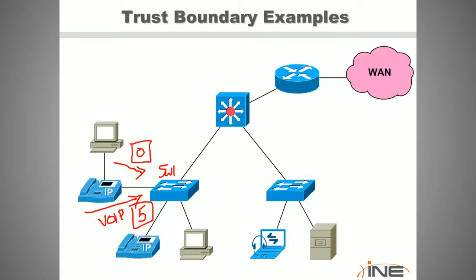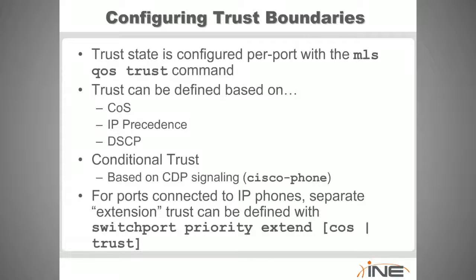Ethernet frames. So configuration-wise in IOS, the trust state is going to be at the port level with the command mls qos trust. Now we can define the trust based on the class of service, the IP precedence, or the DSCP. Which one you choose really depends on the application. So you need to know what the individual models of phones are, or what application is running on the end host, and what type of markings they are sending.